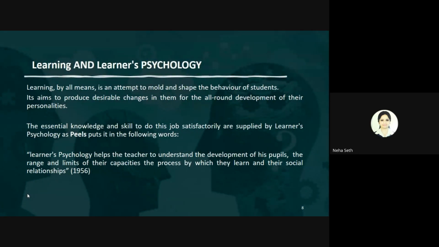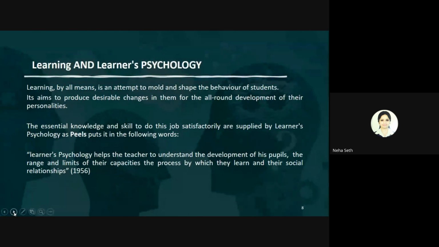Okay. About learning. From a teacher's point of view, learning can be all possible means by which a teacher attempts to mold the behavior of the students in the class. The aim behind this is to produce desirable development of their personalities. So we can change our students, and when they are leaving the institution, there should be a change in their behavior. As a teacher, my responsibility is then complete. Also, the essential knowledge and skills to do this job satisfactorily are supplied.